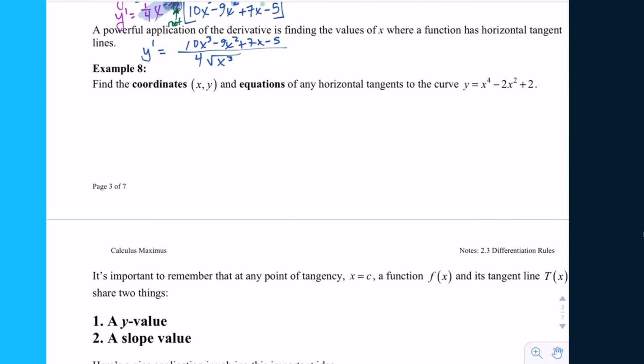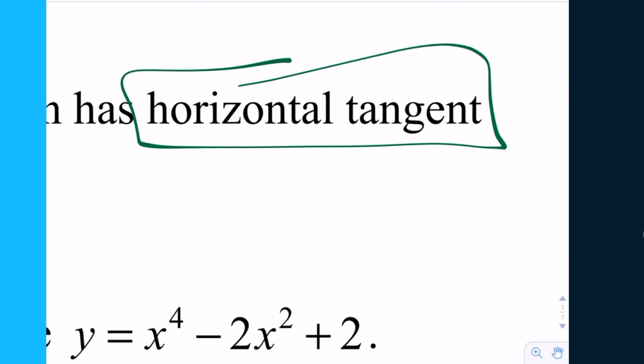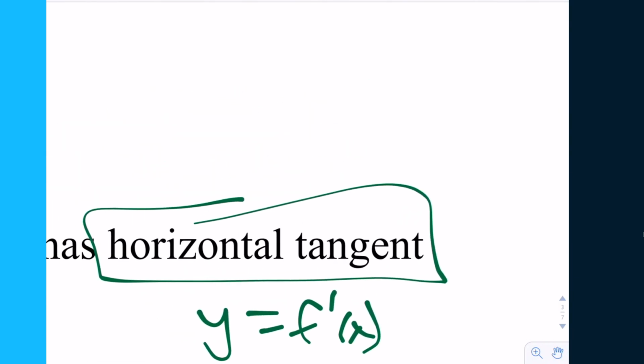It says a powerful application of the derivative is finding the x values where the function has a horizontal tangent. So I told you that y equals f prime of x is a formula. And if you know the x, you could plug it in and find the slopes there. But if you know what your slope needs to be, you could set it equal to that number and actually solve for x. And finding where a graph has a horizontal tangent is going to be of paramount importance. Because think about it. What does the slope of the horizontal tangent line give us?